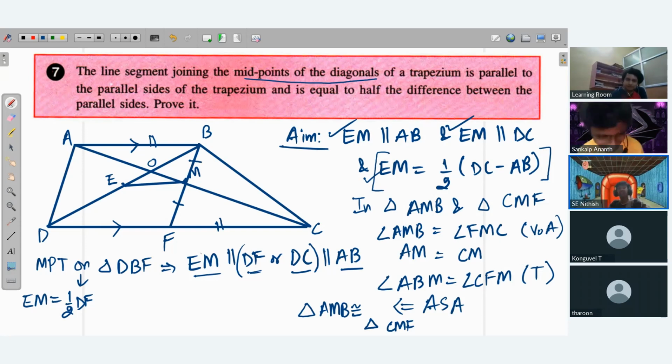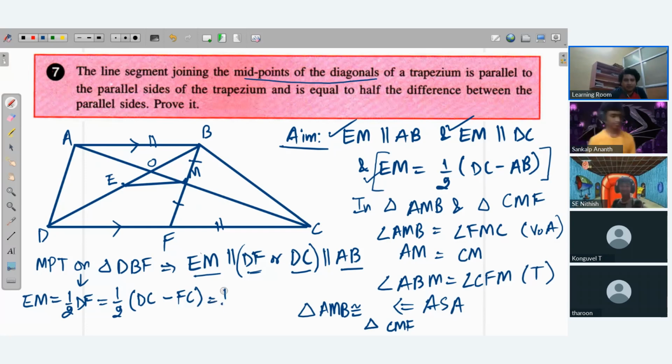Yes, sir. So can I say that DF is nothing but DC minus FC? FC is equal to AB. So EM is half of DC minus AB.